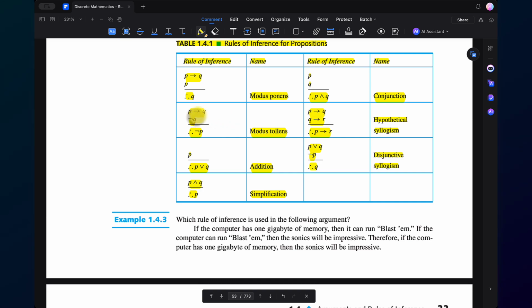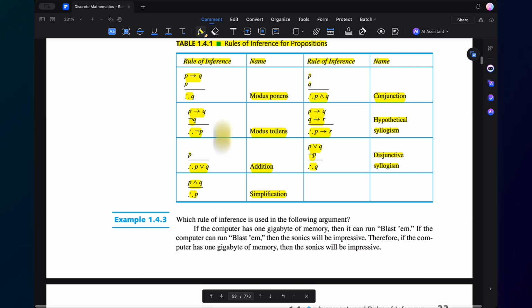Because if P were true, why do we want to believe this? If P implies Q is true and P were true, that would automatically imply that Q were true. But here we're given that not Q is true.